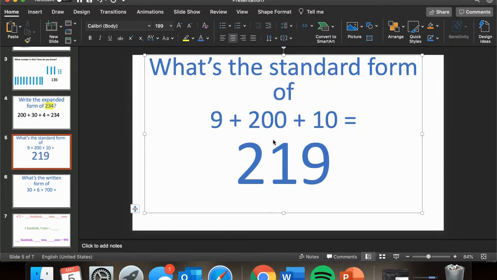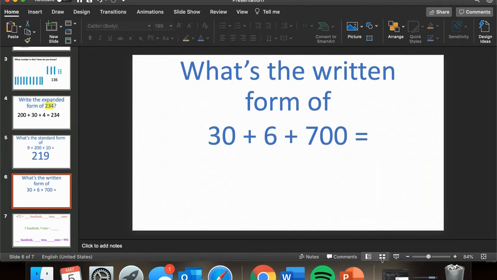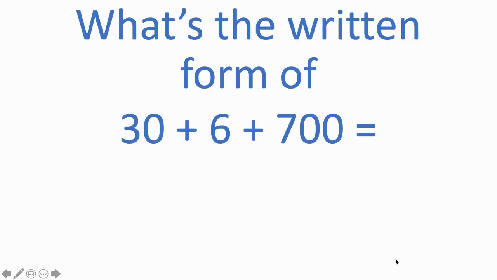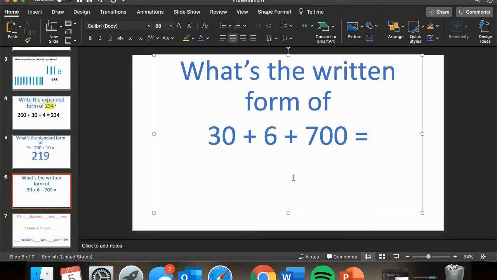Okay? Everybody make sense? All right, I have another one for you. Get your pencil back out. What's the written form of this number? 30 plus 6 plus 700 equals blank. What is the written form of that? Okay, so what you're going to do, boys and girls, you have to write out the number first to figure out what number this is.